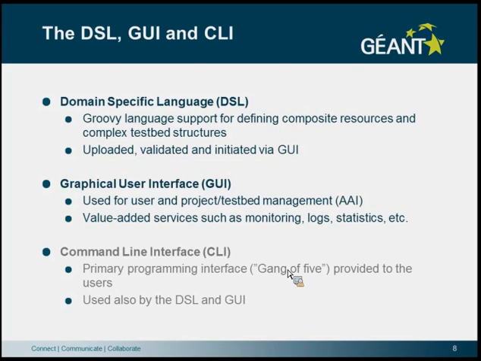There is a third component. The reason why it is in gray is because I'm not going to cover this right now, but it is there. This is a command line interface, and of course this is for more experienced users, where you can actually access the command line interface. Basically the DSL and the GUI use the very same command line interface in the background, and this is the function where the Gang of 5, those control primitives and everything, is implemented.